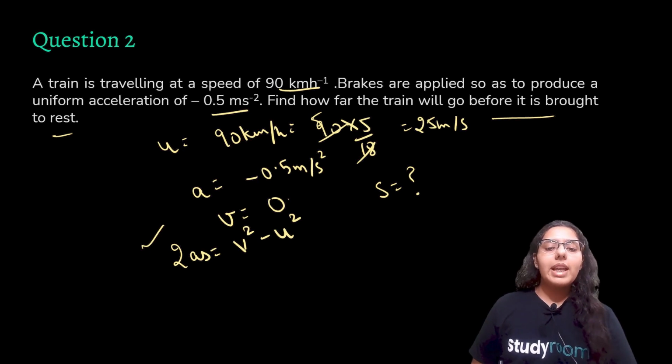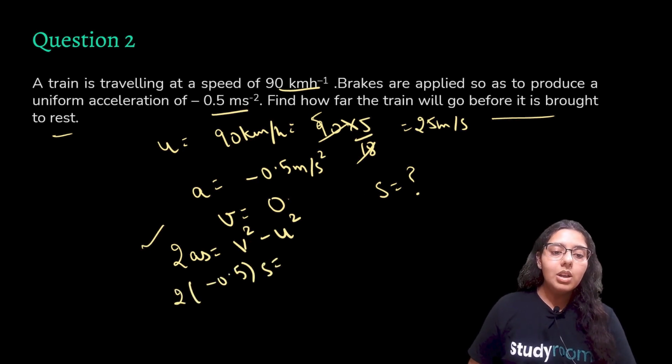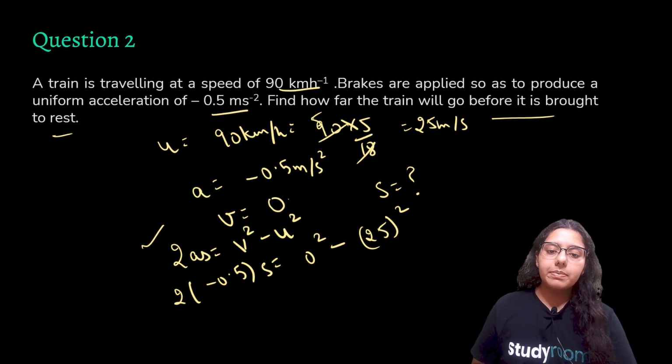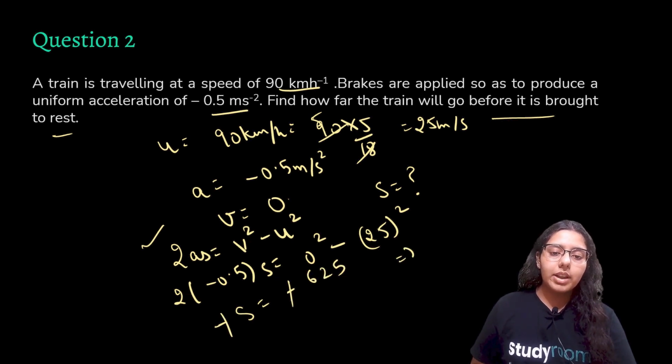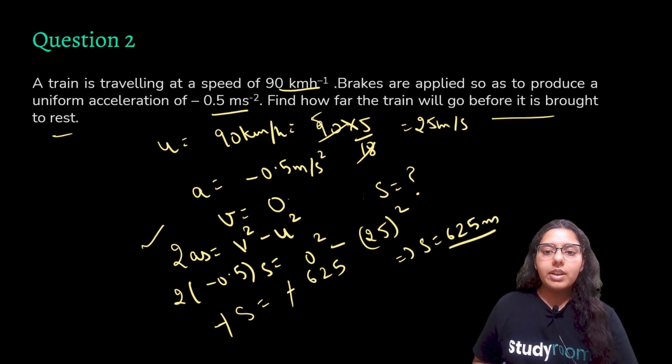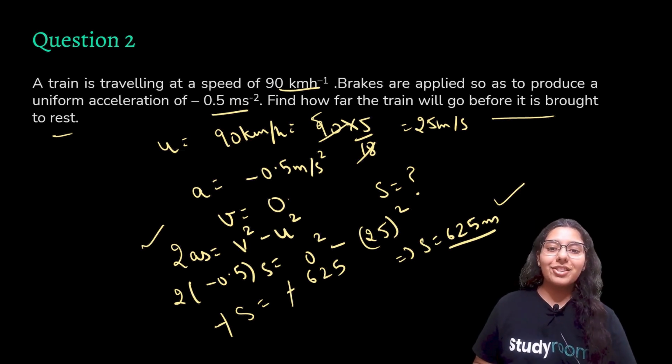So what is it? 2 into minus 0.5 into s is equal to v square, that is your 0 square, minus u square, that is your 25 square, right? So it will be minus, 2 into 0.5 is 1, right? Minus s is equal to minus 625, which implies s is equal to 625 meters. So how far will the train go before it is brought to rest? 625 meters. You can calculate the distance of the train also, like how far it will go and everything. Isn't that interesting?